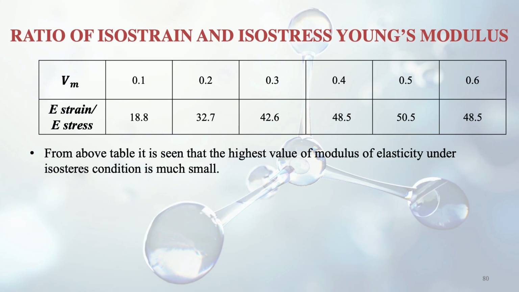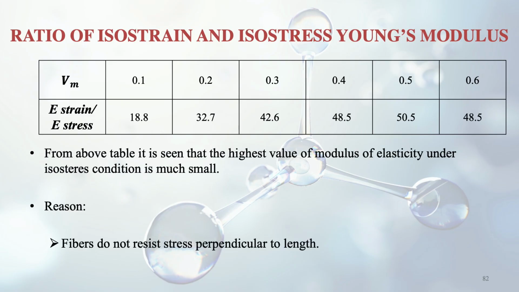So this is a table which gives us the ratio of the isostrain and the isostress Young's modulus. So from the above table it is seen that the highest value of modulus of elasticity under the isostress condition is much smaller. Why? You can see that for E strain upon E stress the values are 18.8, 32.7, all these are quite high values. That means the thing in the denominator is lesser, that is E stress is lesser. And what is the reason for that? Why is it happening in the isostress condition that the E is less? Because fibers do not resist stress perpendicular to the length.